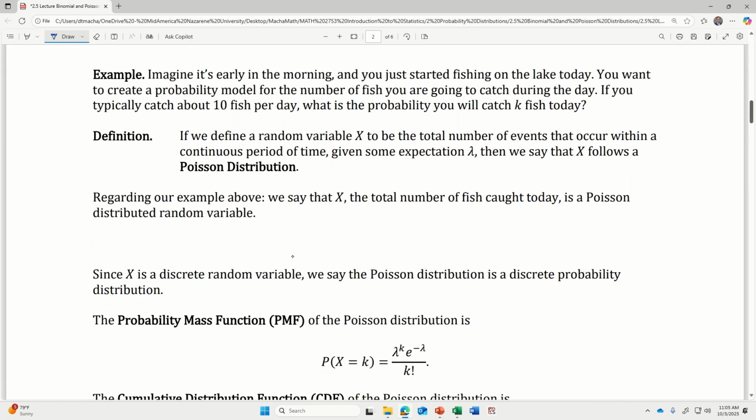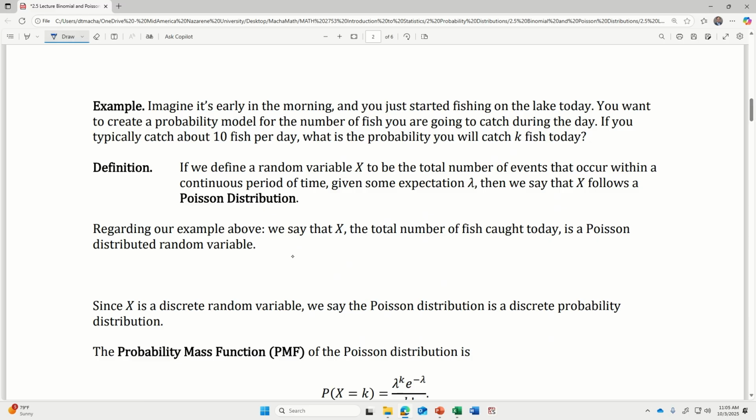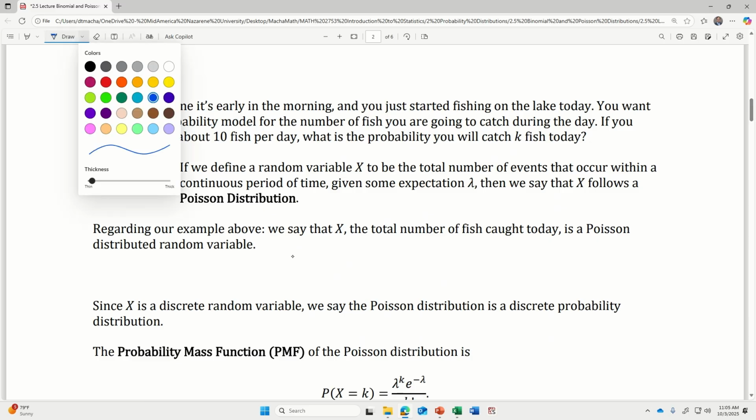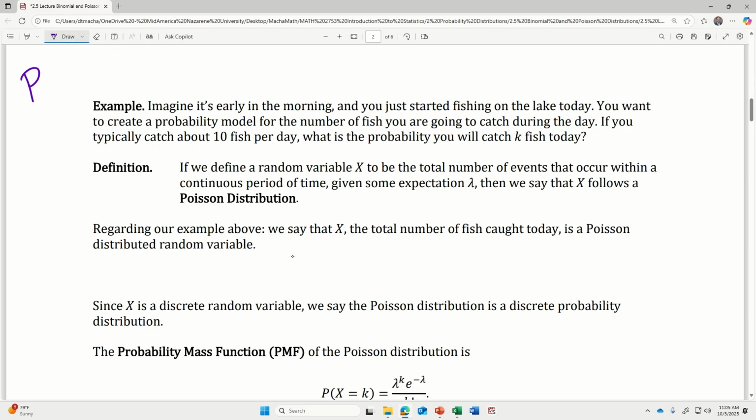The next distribution I want to talk about is called the Poisson distribution.